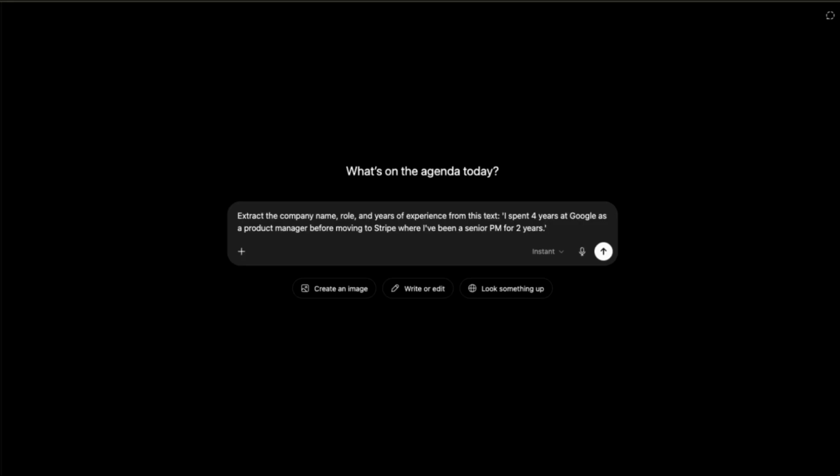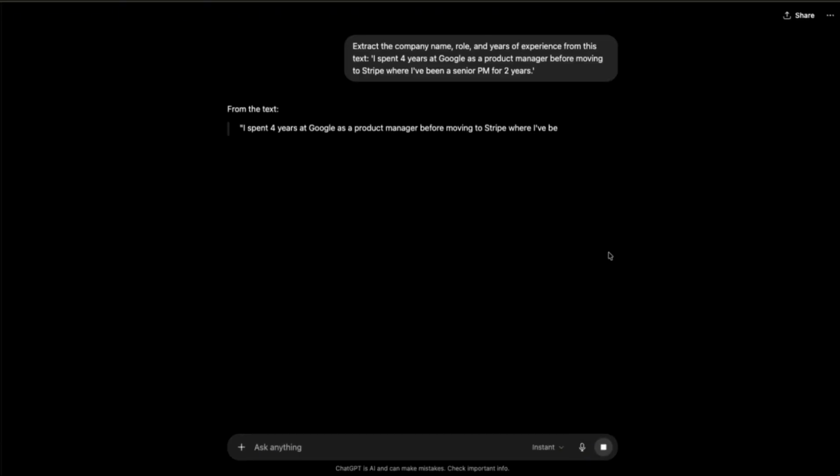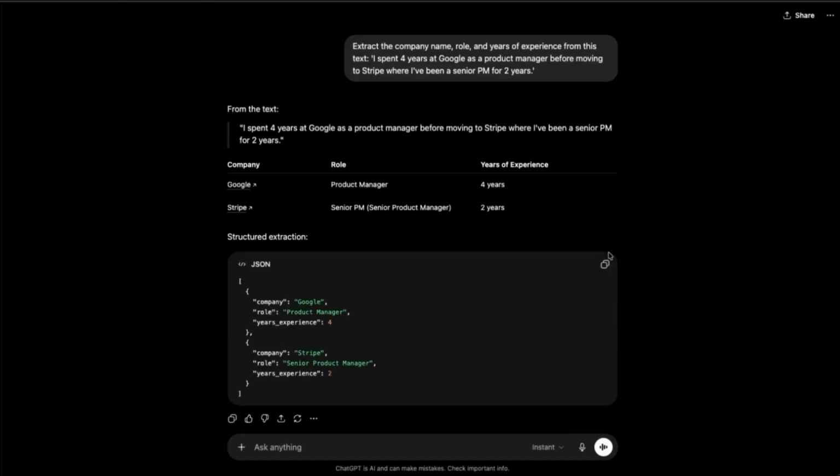Let's say that we have a string of text and we need to extract the company name, the role, and the years of experience of this person based on the text. It's pretty straightforward. It says it in the answer. But let's say I send this. So, of course, it'll give it in this table over here, and it gives us JSON.